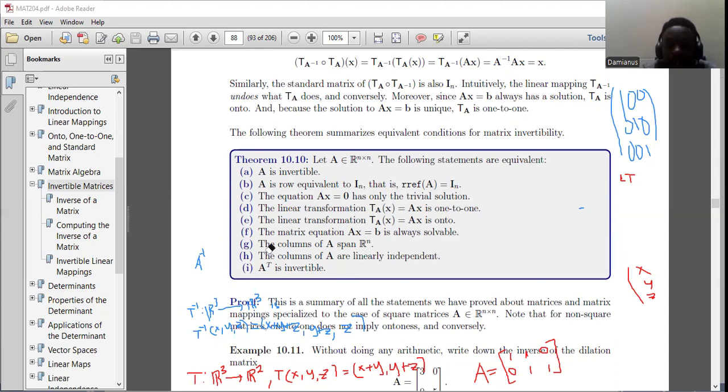That's true. The columns of A do not span R^n. R^n is R^3, but in our case, this is not true. These columns span R^2. So the theorem fails, okay?